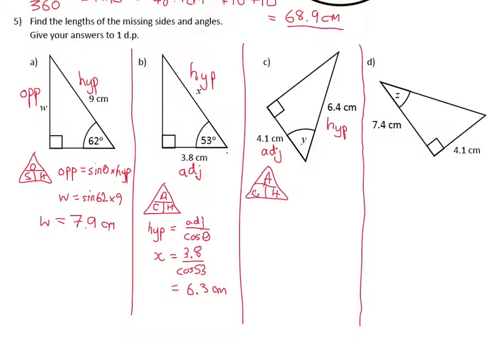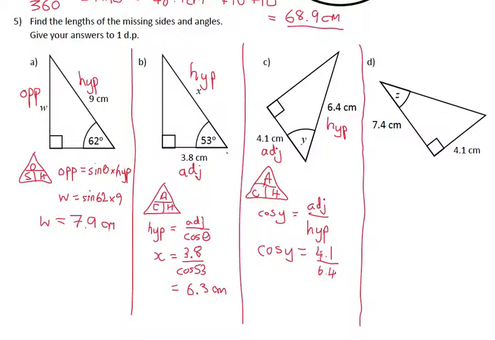So cover up C, and we can see that to find the cosine of our angle, we're dividing the adjacent by the hypotenuse. So if I just write that out, cos y is the adjacent divided by the hypotenuse. Okay, let's substitute in the things we know. So the adjacent is 4.1, and the hypotenuse is 6.4.